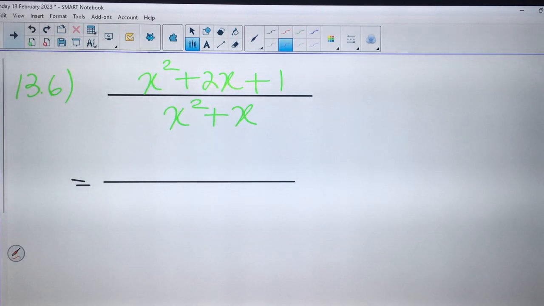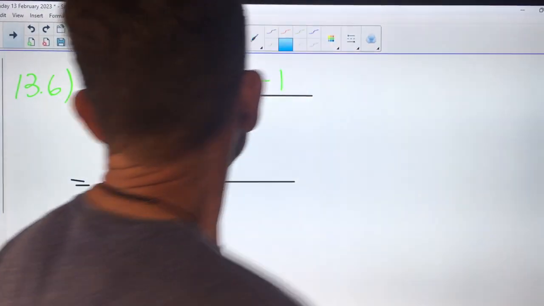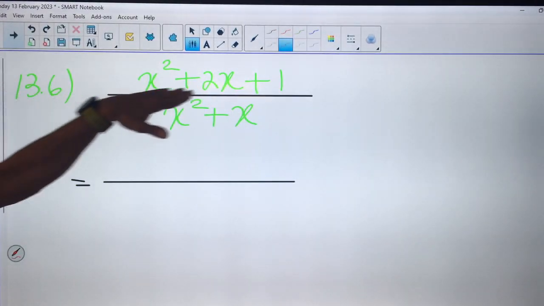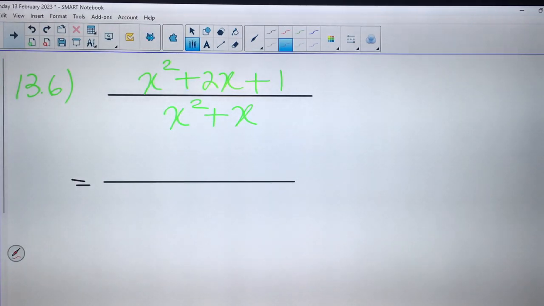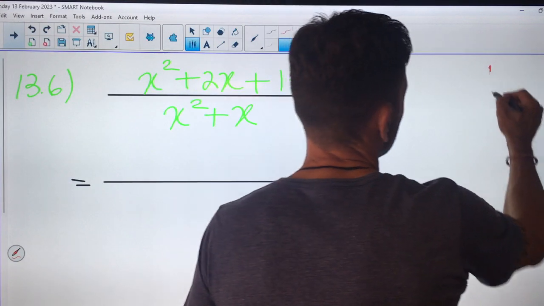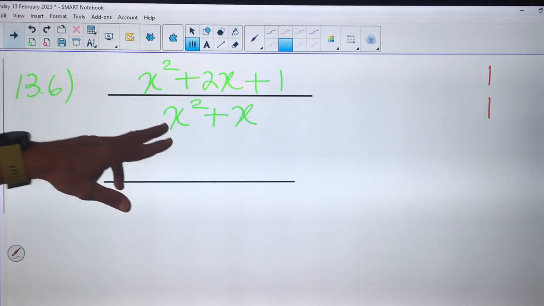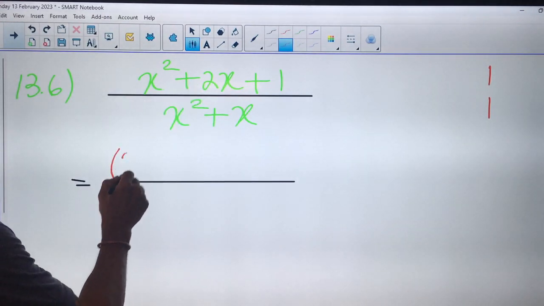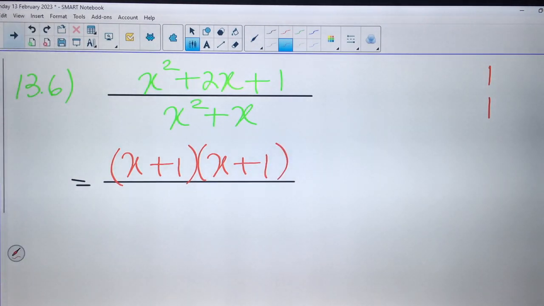And what do we need to do? Factorize. Okay, the top one is clearly what kind of factorization are we going to do on top? How many terms do we have there? 3. So that means that's a trinomial. So I need to look at the factors of 1. What are the factors of 1? 1 and 1. So that's all we can use here. There's nothing else. And if we add 1 and 1, we'll get the 2. So that means that the top part here can be factorized to become 2 brackets, x plus 1 and x plus 1.